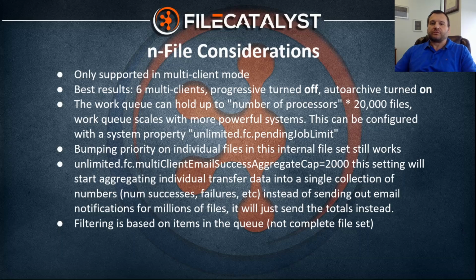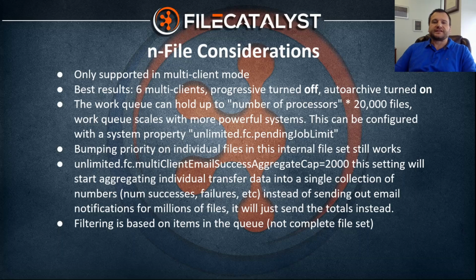So this potentially might require you to upgrade your number of concurrent connections on your server so you can actually do the nfile transfers. We've tested with a number of different configurations, options, and file sets. We tested with as many as 10 million files in a directory. And what we found the best is about 6 multi-clients, progressive turned off, and auto archive turned on.